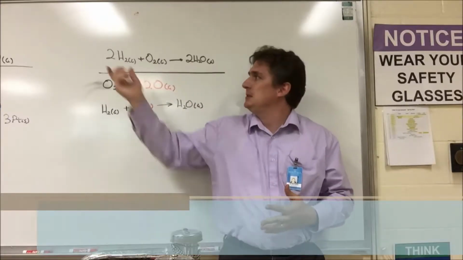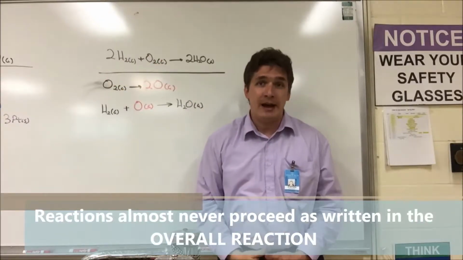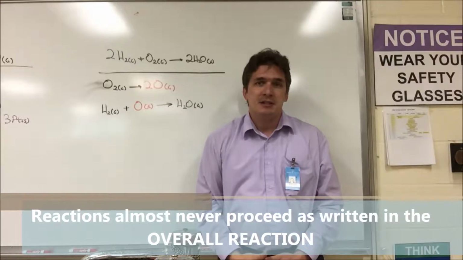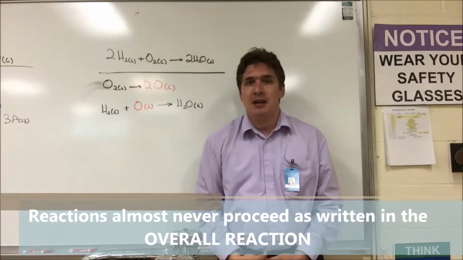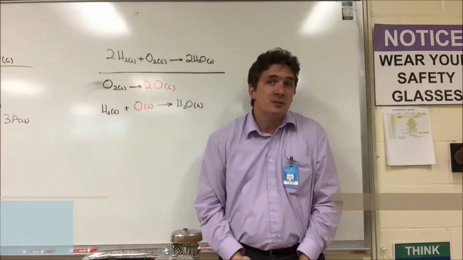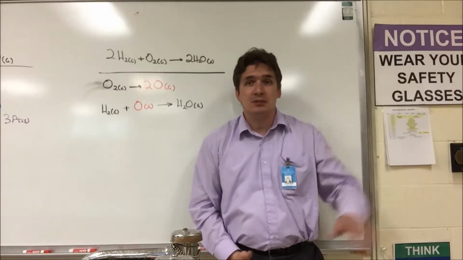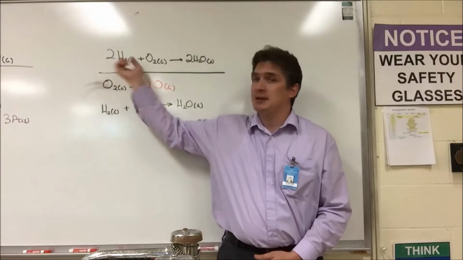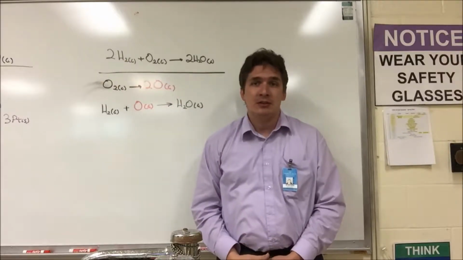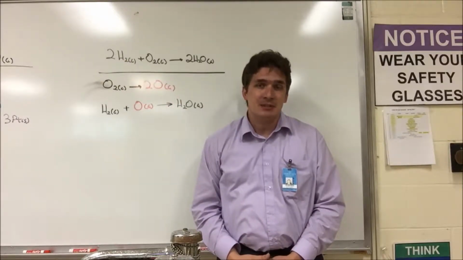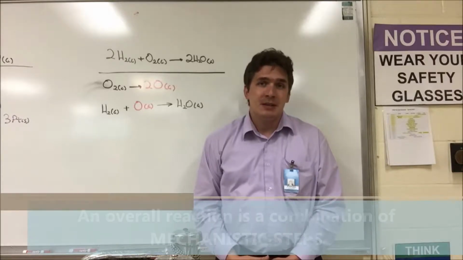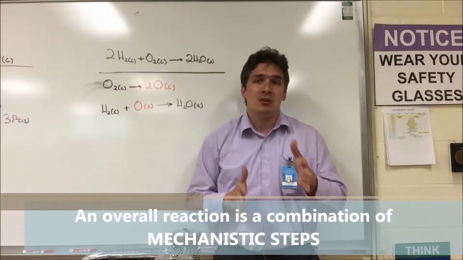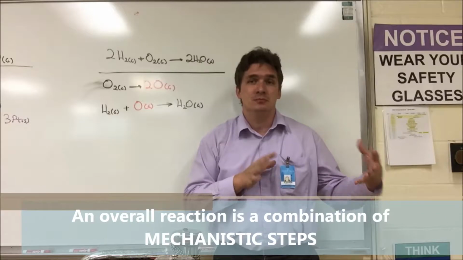See, what we write typically up here is what's called the overall reaction. And the overall reaction says if I take reactants and they run a reaction, what do I ultimately end up with? But I'm going to gloss over details. In reality, almost no reaction runs as written. Typically, we have what are called mechanistic steps. So a mechanistic step is an individual step along a reaction pathway from reactants to products.